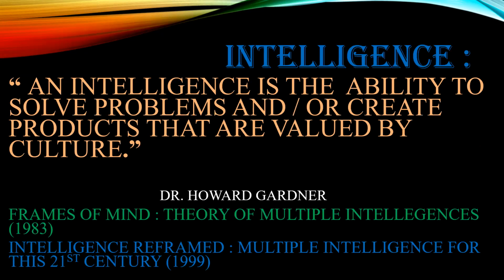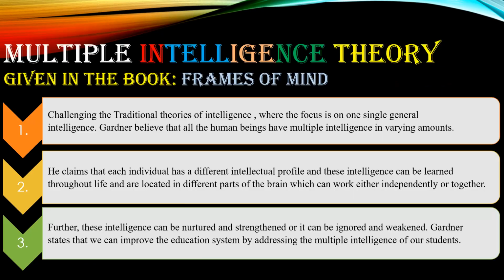What is intelligence? Intelligence is the ability to solve problems or create products that are valued by the culture also. Okay, this theory is given by Howard Gardner. There are multiple books challenging the traditional theory of intelligence, where the focus is on one single general intelligence. Gardner believed that all human beings have multiple intelligences in varying amounts.